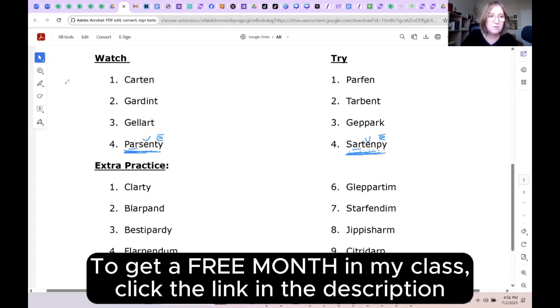I'm dissatisfied with my spelling of that word, because usually if you have a P, it's going to be an M before it, not an N. But we can still read it this way. Sartenp. They're nonsense words, so they can be whatever.